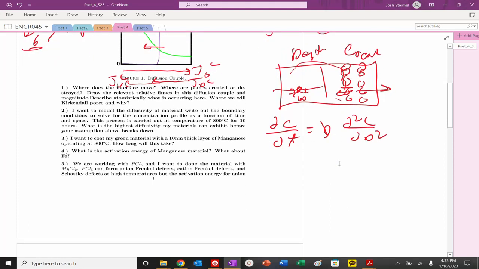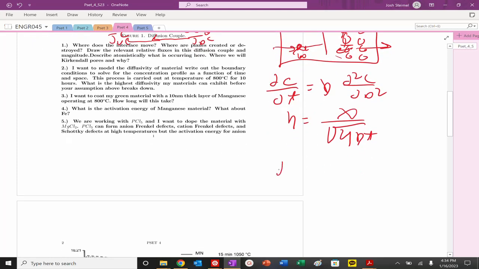So we want to use that eta is equal to x over the square root of 4Dt, and then we get d squared C d eta squared plus 2 eta dC d eta equals 0.